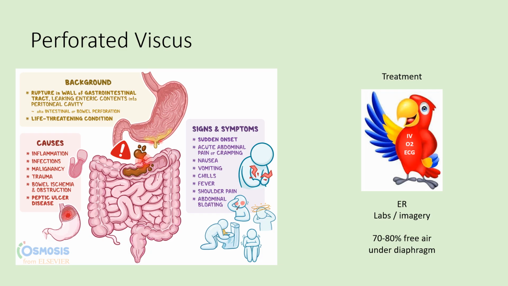Pre-hospital treatment, IV, O2, monitor. Think about pain control. In the ER, they're going to do some labs and images. Some of those images can show 70 to 80% free air under the diaphragm because of the contents leaking out.